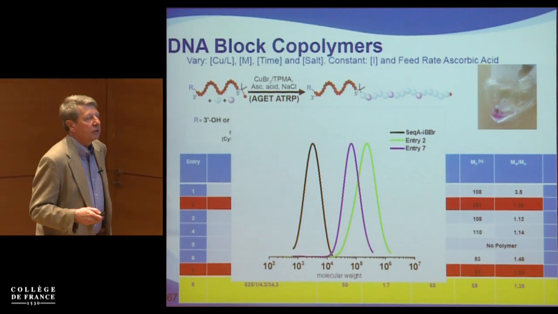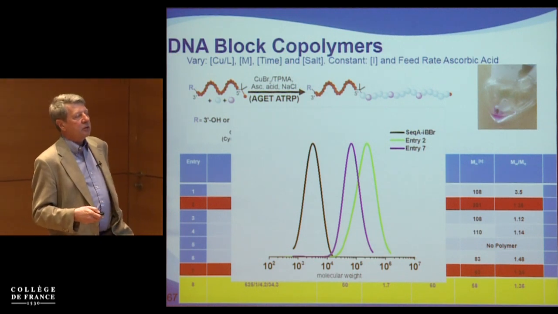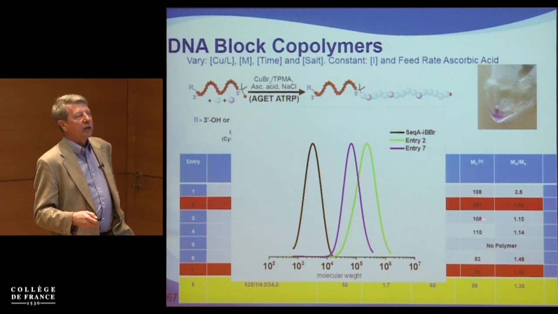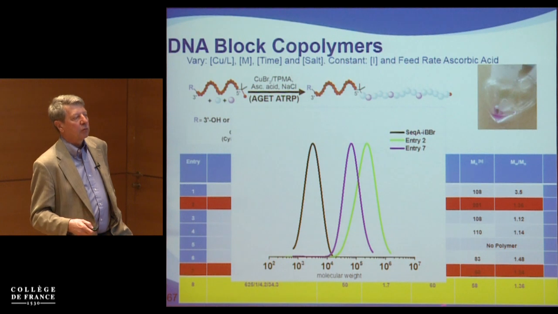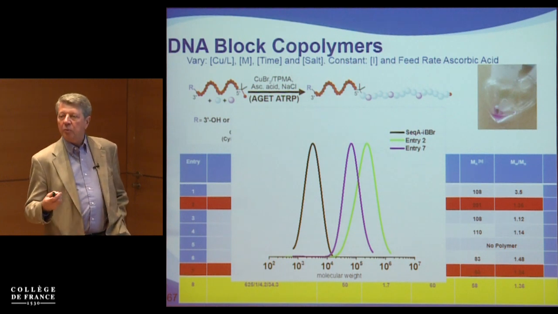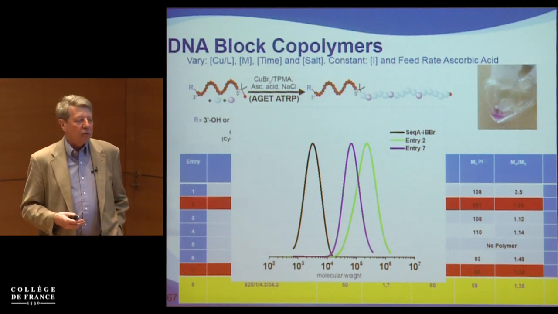So you could see that, starting from this macroinitiator, we go to one or another system. Molar masses are in a range of 200,000, and dispersity is 1.2, 1.3. This is 60,000, 1.3 as well. So you can really control it.